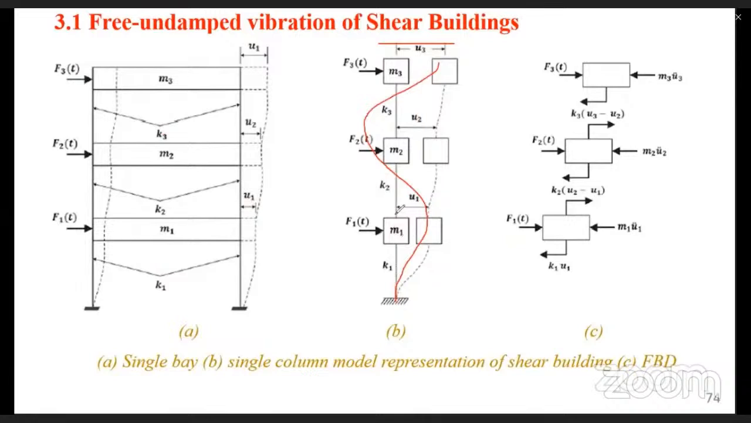There will come a time that U1 is positive, U2 is negative, depending on which mode we are in. Okay. And that's why we are saying at each level, we need a separate coordinate to describe the position of the structure. That's why we're talking of a 3 degree of freedom system, or n degree of freedom system for n levels of stories.